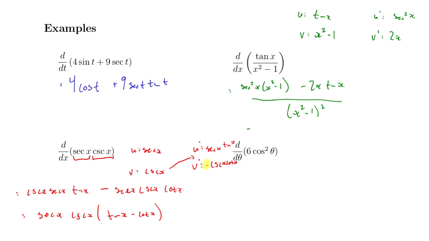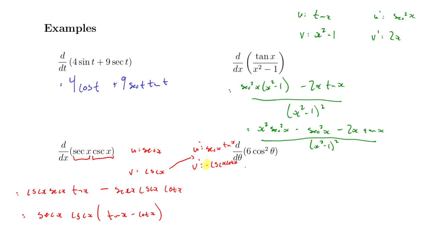I can do some nice multiplication here. Maybe I'll go down here. And I've got x squared secant squared x minus secant squared x minus 2x tan x all over x squared minus 1 squared. And I don't see anything else to do with that. So we'll just leave it like that.